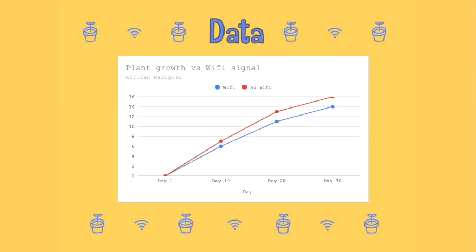The last pair that we did our experiment on is the African marigold. They also started as seeds and show a similar result to the tomatoes. They ended up with a 2 centimeter difference, in which the one without the Wi-Fi signal is higher.